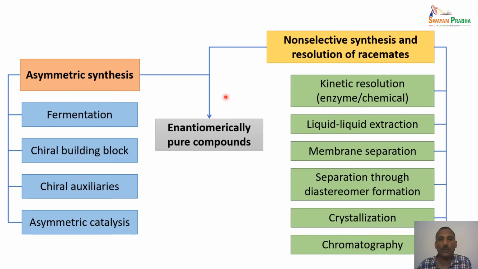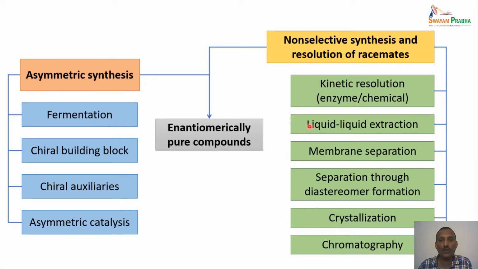In this chart, we will be looking at various ways by which enantiomerically pure compounds can be synthesized. One is based on asymmetric synthesis. In the asymmetric synthesis, we have fermentation method, chiral building block method, chiral auxiliaries, asymmetric catalysis. So we will be in this particular session studying more about these kinds of asymmetric synthesis methods. And there are some non-selective synthesis methods, and the resolution of racemics is also known, which is called kinetic resolution. We will be looking at both the enzymatic and the chemical method in this particular session.